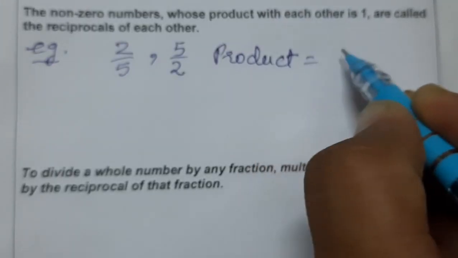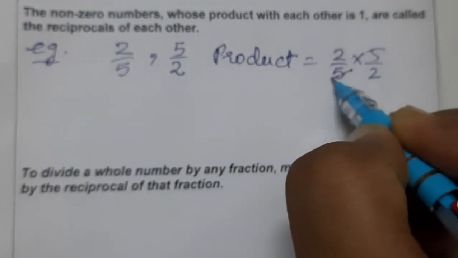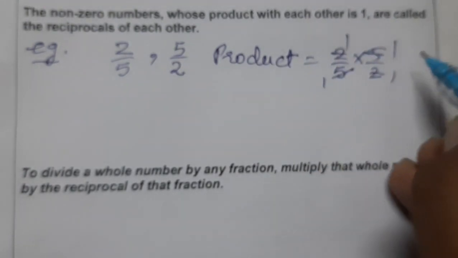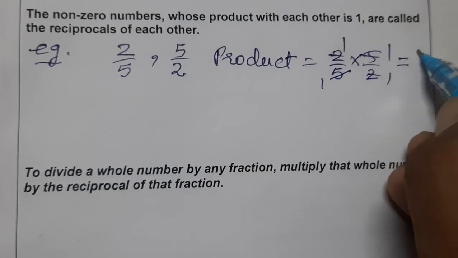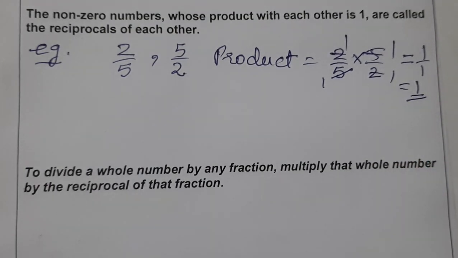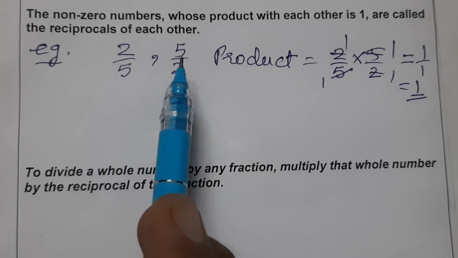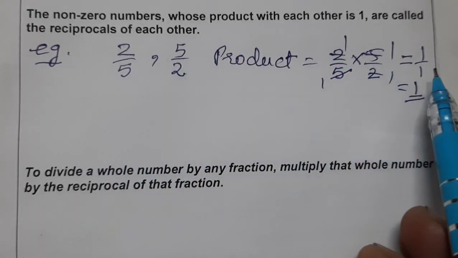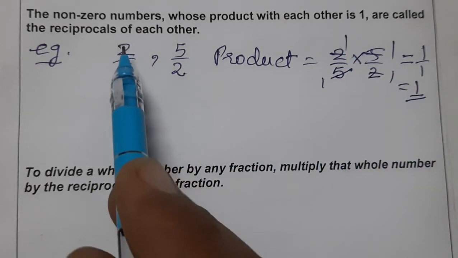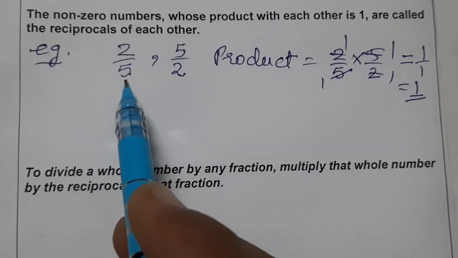So what is the product? 2 by 5 into 5 by 2. Now cut, 5 1s are 5, 2 1s are 2. So what are we getting? 1 into 1 is 1, 1 into 1 is 1, 1 by 1. 1 by 1 means 1 only. That means when we are multiplying two non-zero numbers such that the product we are getting is 1, then we call it reciprocal of each other. Means 2 by 5 is the reciprocal of 5 by 2 and 5 by 2 is the reciprocal of 2 by 5.